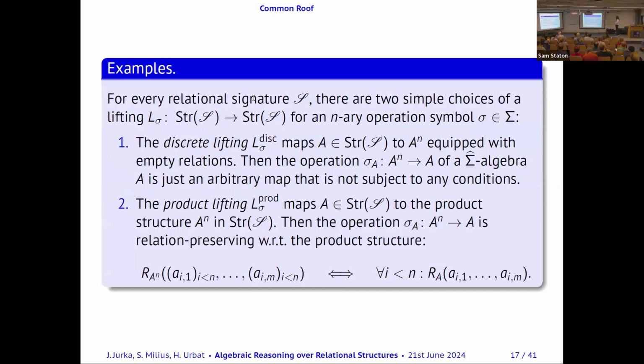Okay, so some example. So a very simple lifting is a discrete lifting. So it equips A^n with empty relations. So there aren't any relational conditions on operations. Another more useful one is a product lifting. So it takes A^n to the product component-wise structure. So then the operation is relation preserving with respect to this component-wise structure, which I reminded here what this product structure is. So it's just on components.